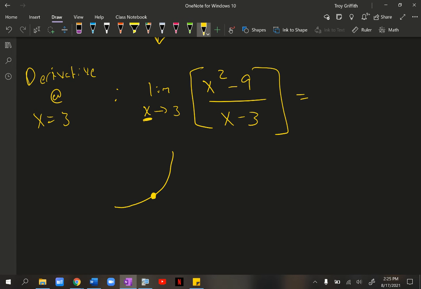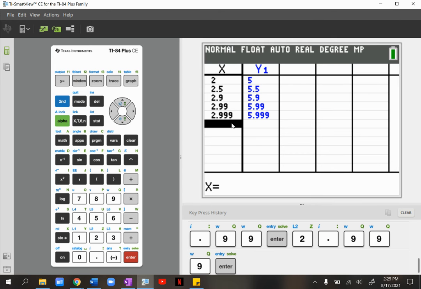of the parabola. Here's the point where we're trying to find the instantaneous rate of change. What we just did is I started by finding the slope of this line, and then I moved this point a little bit closer and found the slope of this line. Then I moved this point a little bit closer and found the slope of this line. And then I moved it a little bit closer and found the slope of this line. And what I did was I approached 3 from the left side.